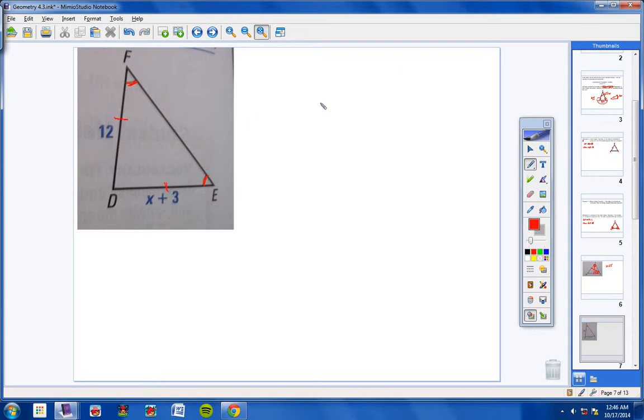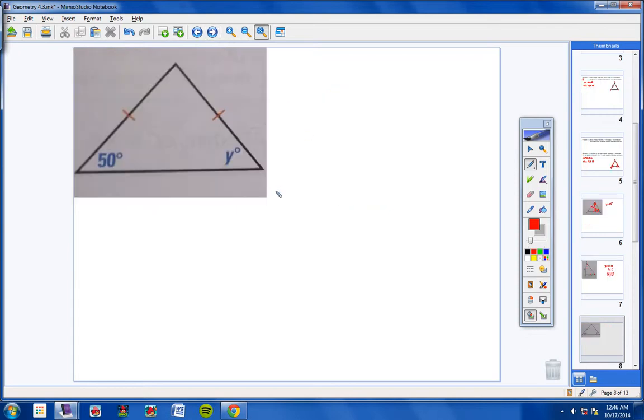So I can say x plus 3 equals 12. Now bring the 3 over and make it a negative 3, and x equals 9. Okay? Let that sink in. We're going to move on. Not too difficult. Okay, let's try another problem.